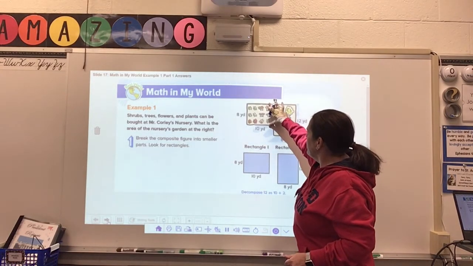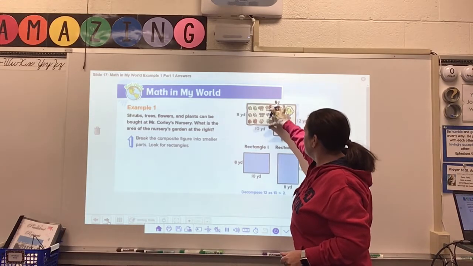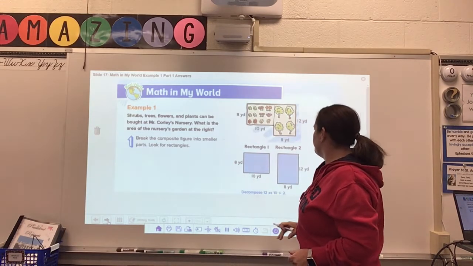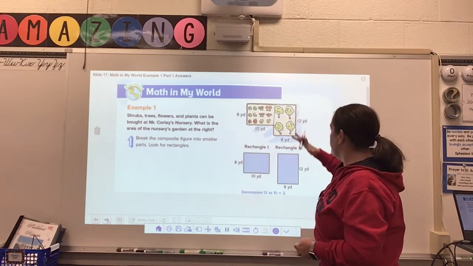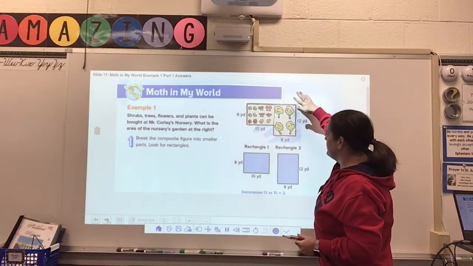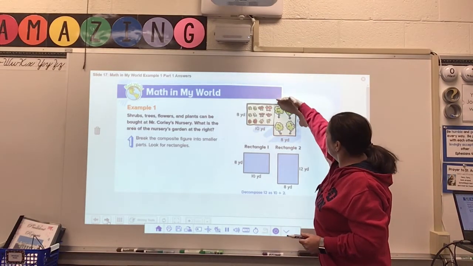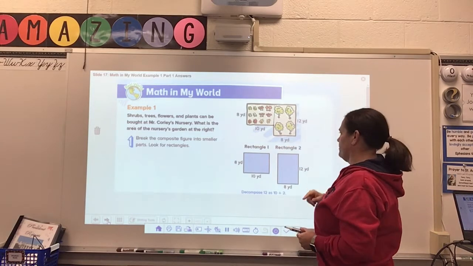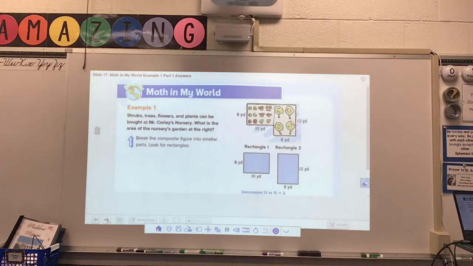This side of the garden, this rectangle, is 8 by 10. This part of the composite figure, this rectangle, is 12 by 8 yards. Okay, you might need to use your fact table to figure this one out.